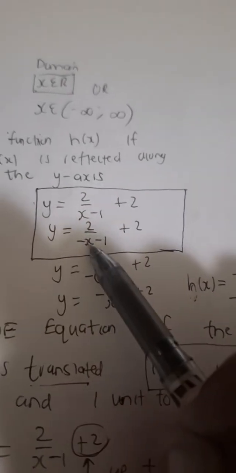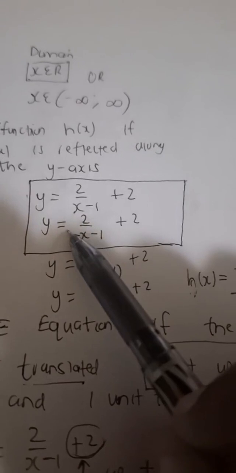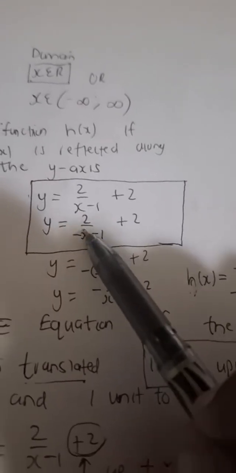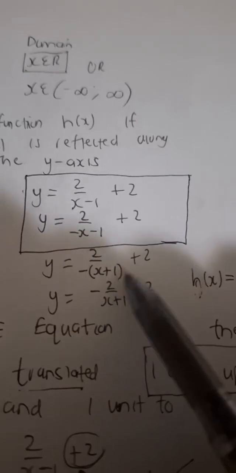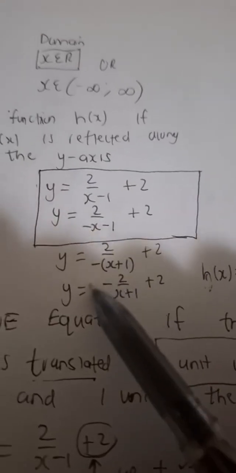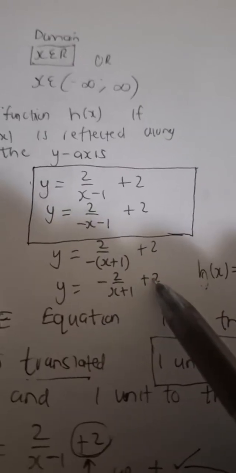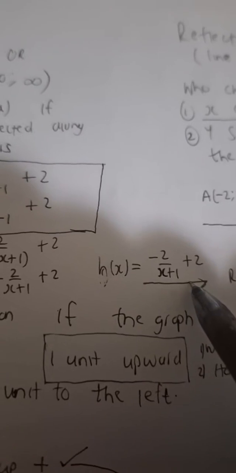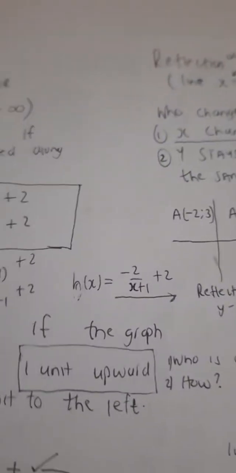We take out the negative sign. We write x plus 1 because we're factorizing. We're taking out the highest common factor, which is the negative sign of the first term. We're left with x plus 1. Add the 2. Then the positive divided by negative gives us a negative, so 2 over x plus 1 plus the 2. And then that's our function. Simple, easy, straightforward, nice. That is also how we go about looking at reflection.